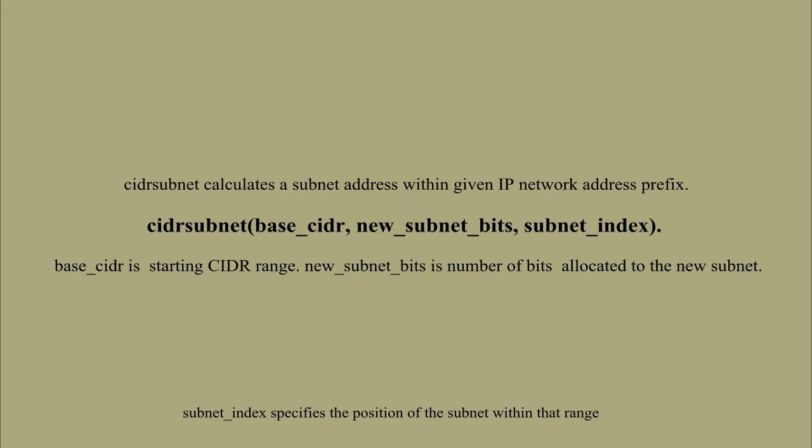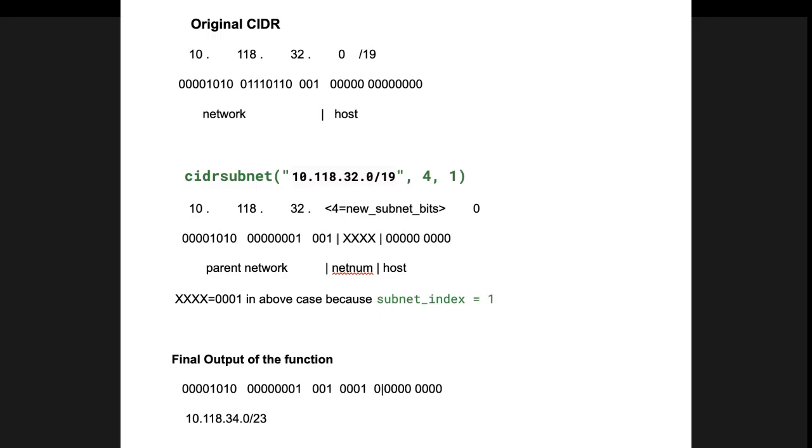It goes like this. The name of the function is cidrsubnet and the parameters that you need to pass are base CIDR, new subnet bits, subnet index. The base CIDR is your starting CIDR range. The new subnet bits determine how many bits are allocated to the new subnet, and the subnet index specifies the position of the subnet within that range. The most important idea is that an IP address is fundamentally constructed from binary digits, even though we conveniently represent it as four decimal octets.